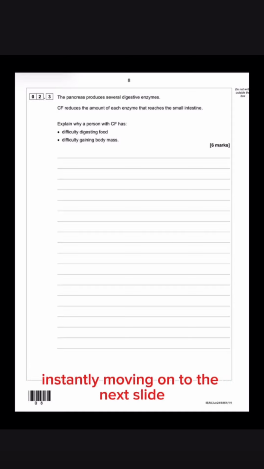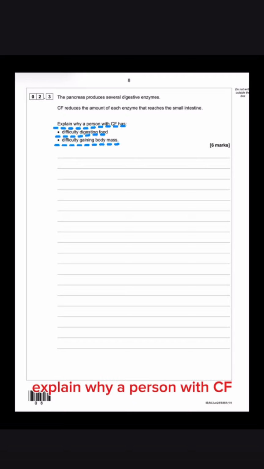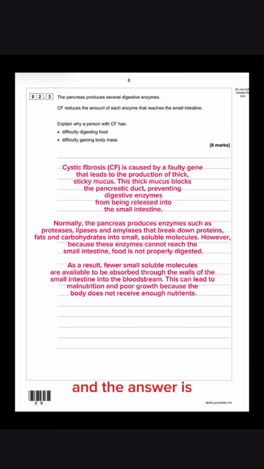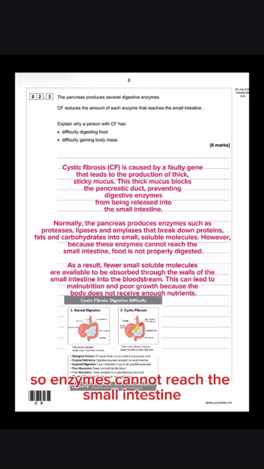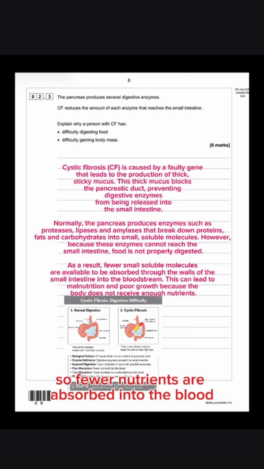Moving on to the next slide, the next part of the question is 2.3. Explain why a person with CF has difficulty digesting food and gaining mass. And the answer is CF causes thick mucus to block the pancreatic duct, so enzymes cannot reach the small intestine. Food is not broken down into small, soluble molecules, so fewer nutrients are absorbed into the blood.